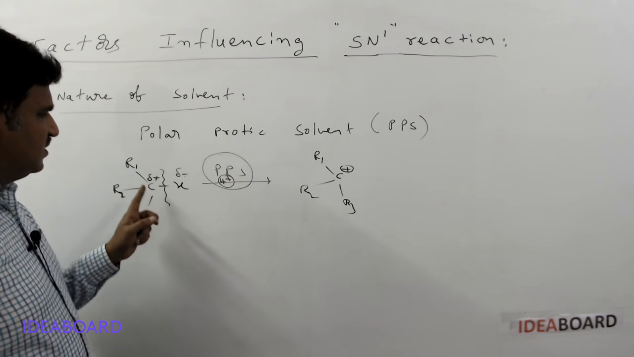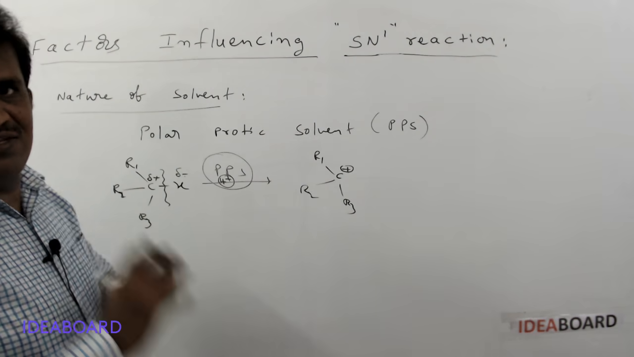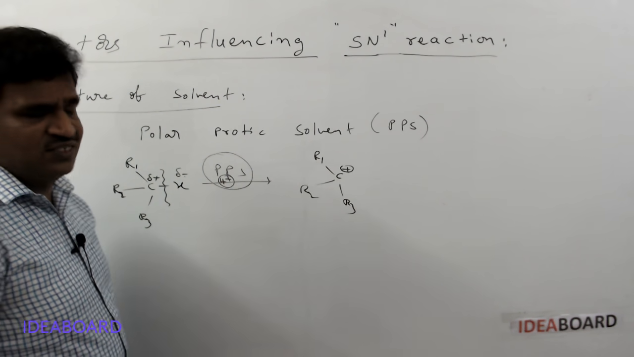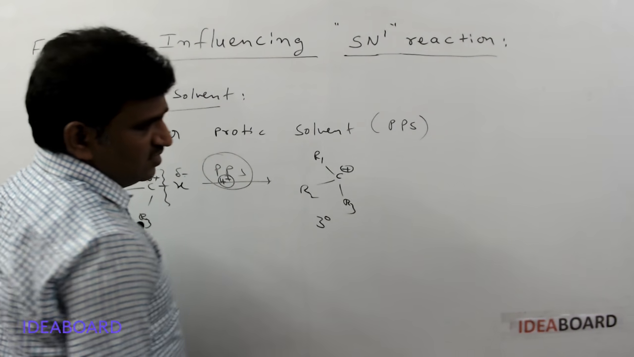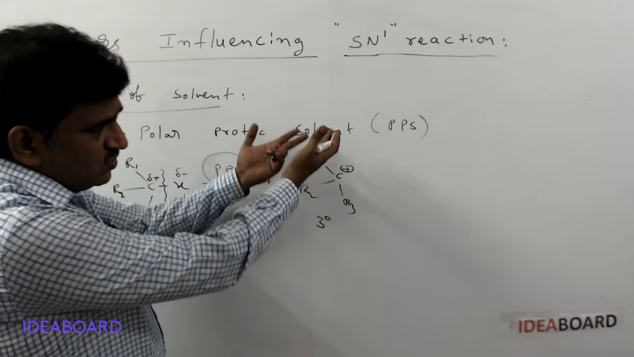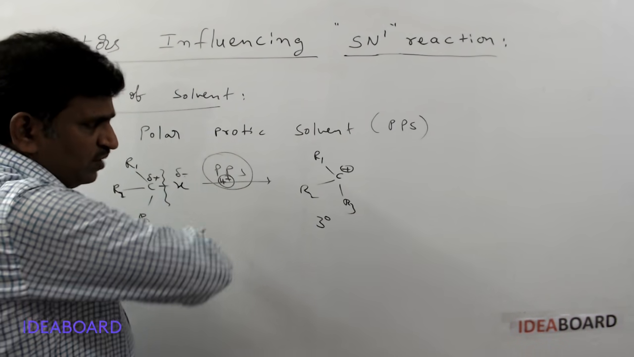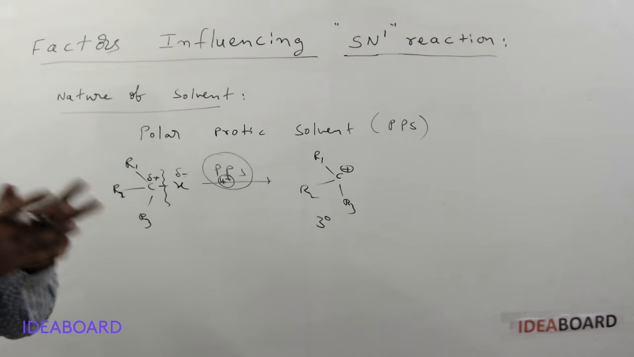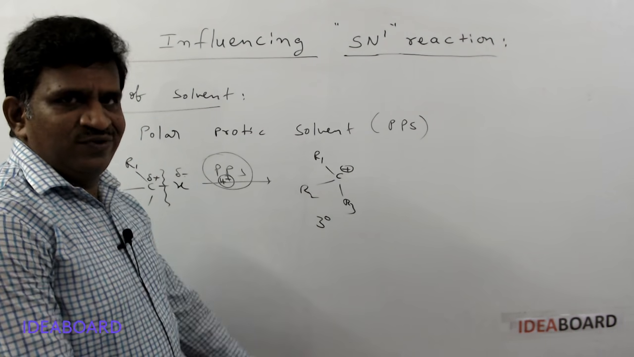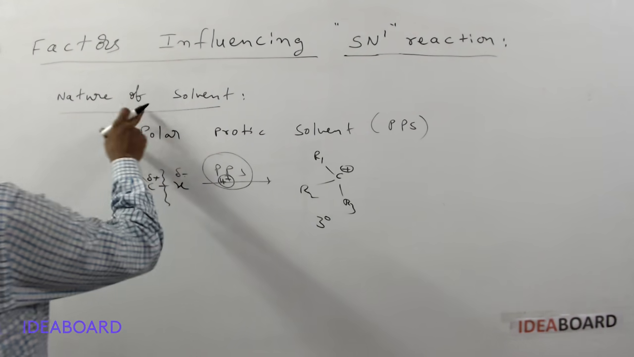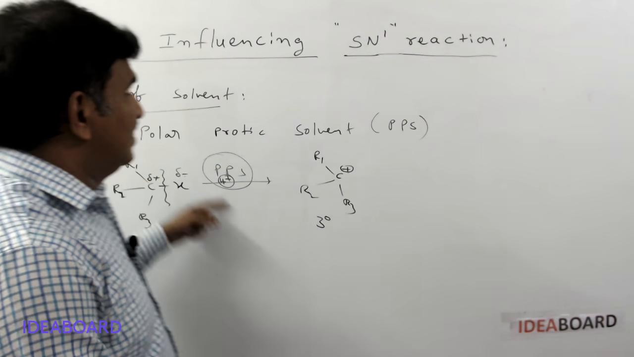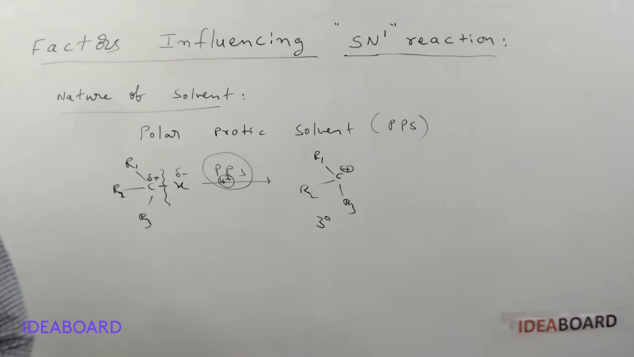So the bond between C and X will dissociate very easily. Whenever this bond dissociation occurs, carbocation formation occurs easily. The carbocation is a tertiary carbocation, which is stable. So to form a more stable carbocation, polar protic solvents are always favorable. That is why, in the nature of solvent, polar protic solvents are always favorable for SN1 reactions.